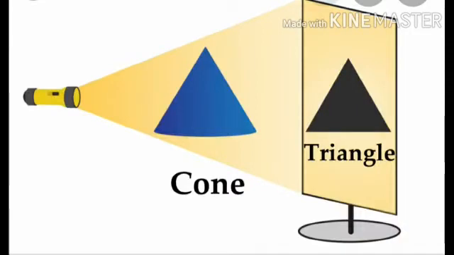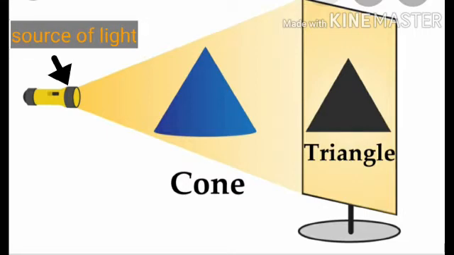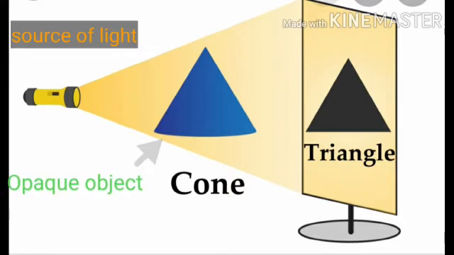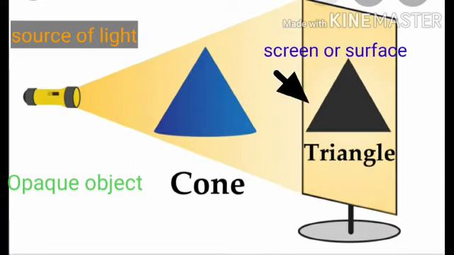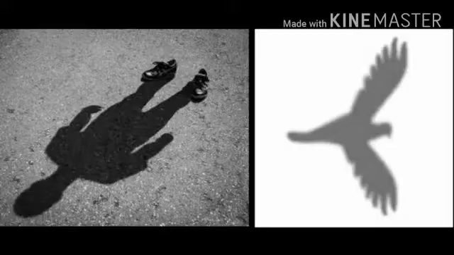There are three basic conditions that are essential for the formation of a shadow. First, presence of a source of light. Second, an opaque object to obstruct the path of light. And third, a screen or surface behind the opaque object on which shadow will form.